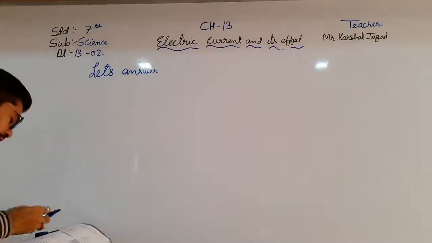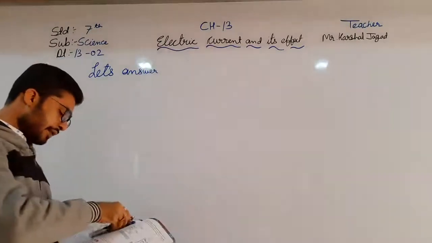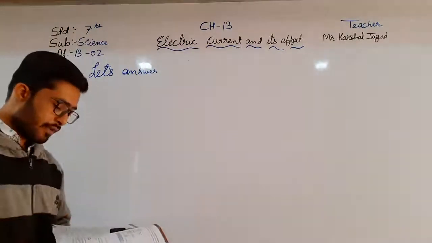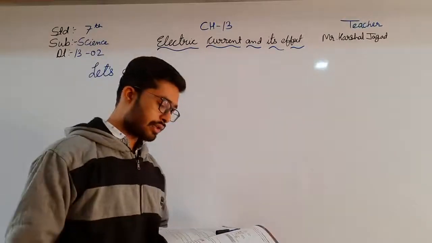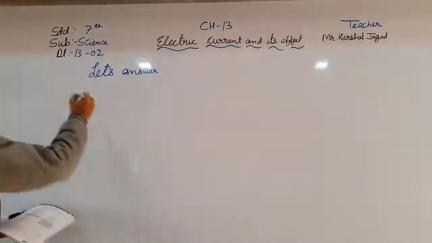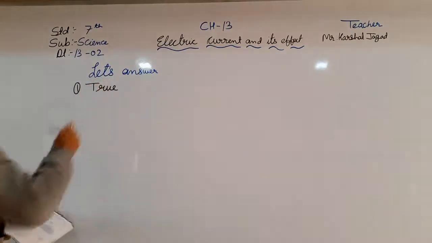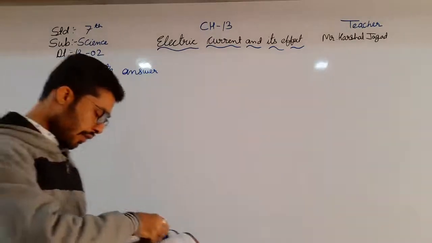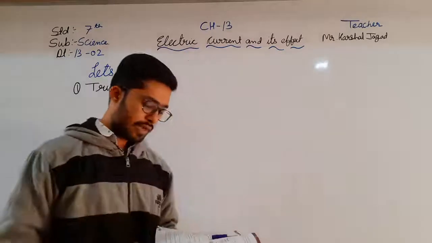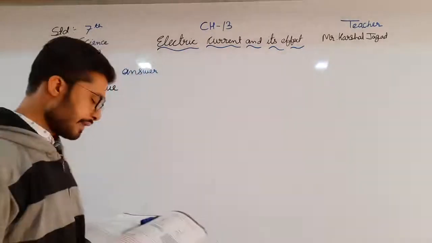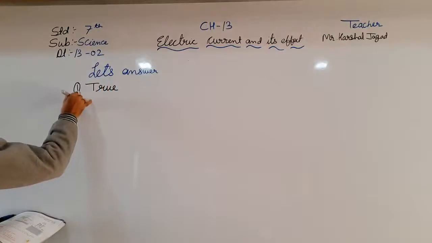True or false. An electric wire heats up when an electric current passes through it? Yes, it is true. First one is true. Second one: two or more cells joined together form an electromagnet. No, that is false.